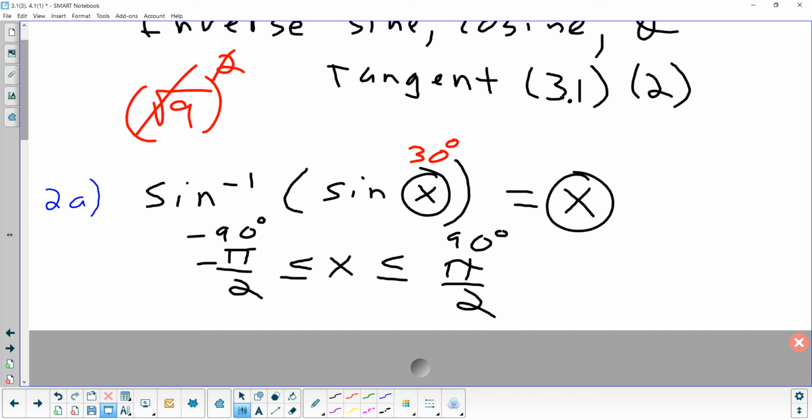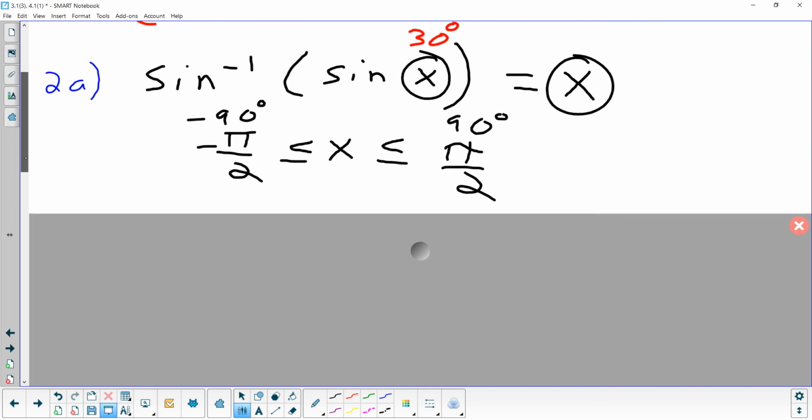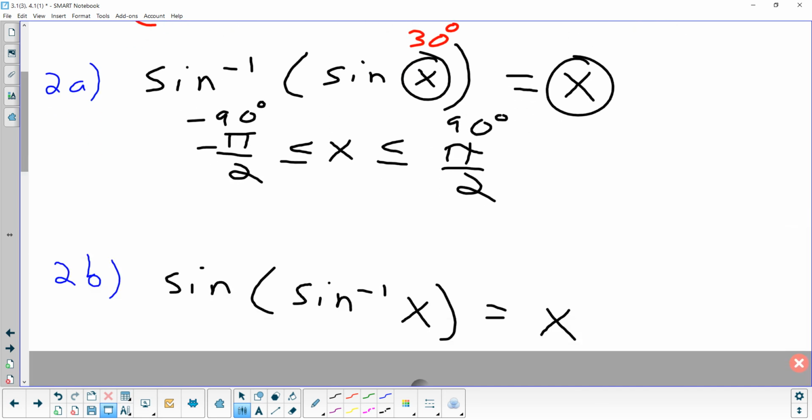So in order for inverse sine to cancel out regular sine, and you get back exactly the same thing you typed in, you had to have typed something in between negative 90 and positive 90. Or negative pi over 2 and positive pi over 2. And just like yesterday, it can equal negative 90 or 90. We saw with inverse tangent that it can't. So that's formula 2a. The name is not really important, that's just what your book called it. And this is formula 2b.